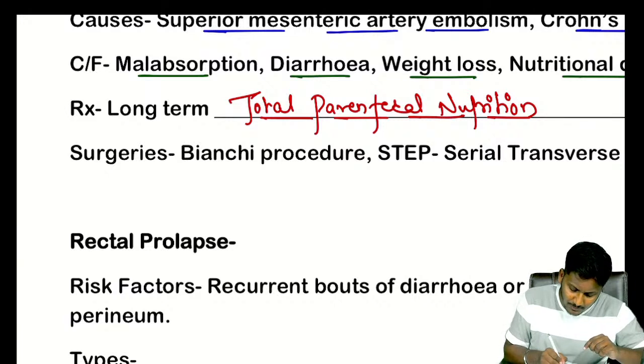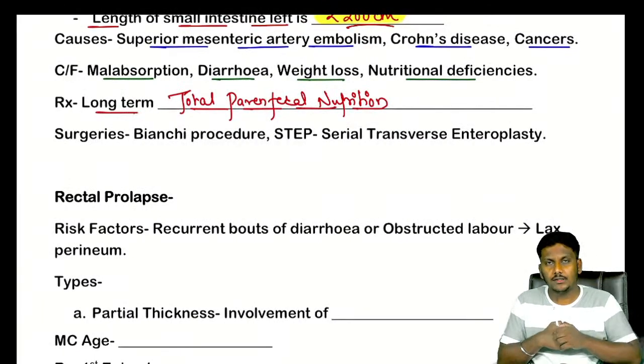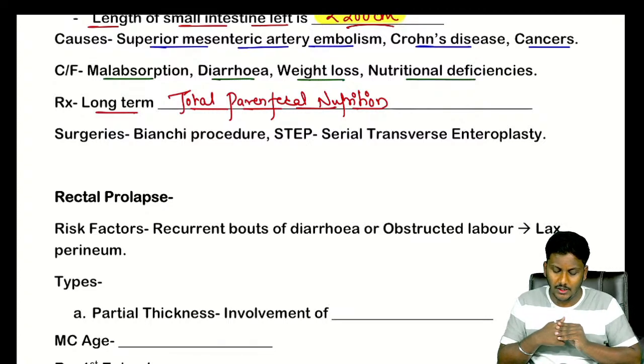But can we keep this patient on lifelong total parenteral nutrition? No, beta. We should not keep the patient on lifelong TPN. So what do we have to do for that? So beta, we have to do a surgery. So only till surgery we have to keep the patient on TPN.